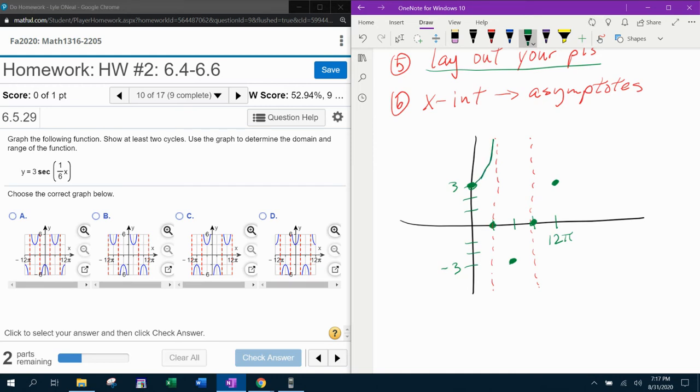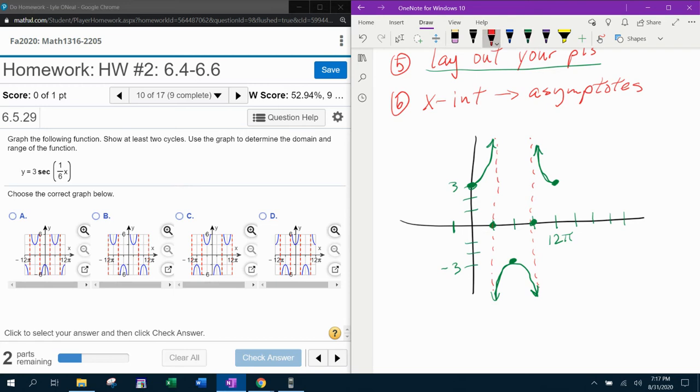Okay, this is going to be an up hump. This is going to be a down hump, and then another up hump. Now let's see. If I continue to mark this off, this would be another asymptote, and then I would need another 1, 2, 3, and another 1 over here.